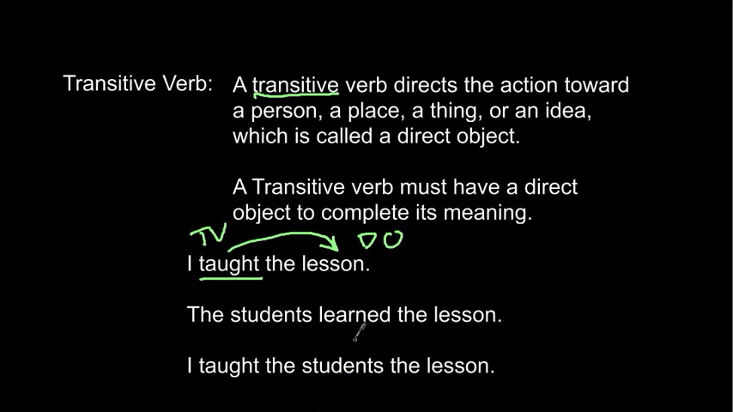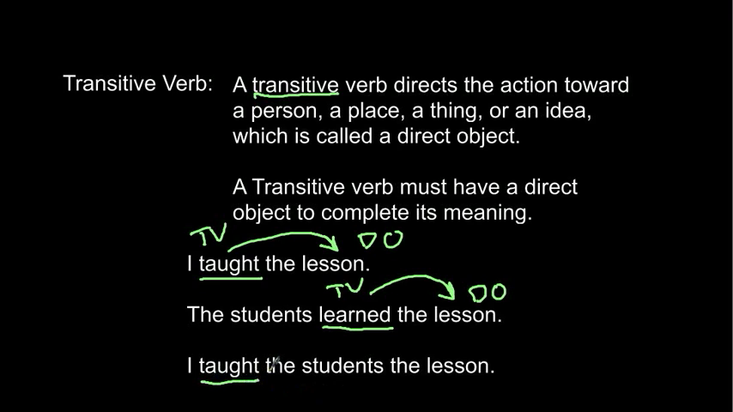The students learned the lesson. Learned is the verb. Another way to think of it is to think of an action verb, especially a transitive action verb, as a radio that is transmitting its action out and is being received by the listener, which happens to be the direct object. So that's another way of thinking about it. Sometimes it helps to put it in context. We have this object that is receiving the action of learning, and therefore that makes this a transitive verb.